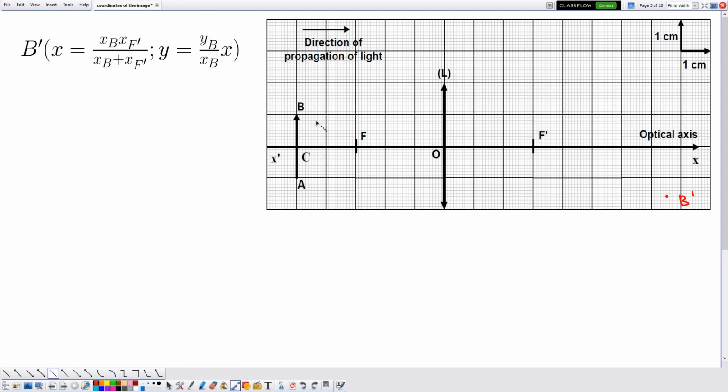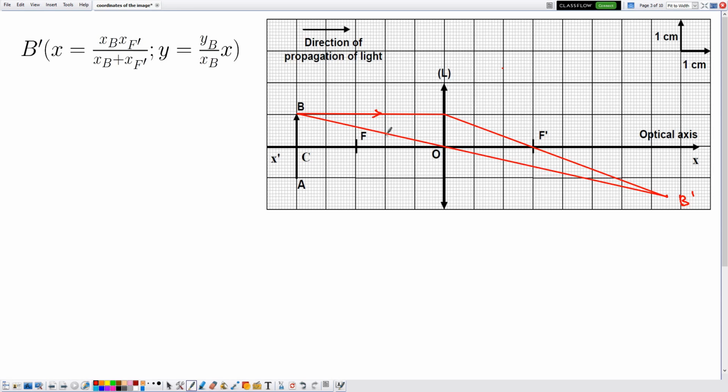And now let's trace incident rays from B and check whether they pass through the image B'. So the first one is parallel to the optical axis. We know that it will emerge passing through the image focus like this. And another one passing through the optical center, it will emerge without deviation. And by this, our drawing will be completely correct. And for sure the point A' will be the foot perpendicular of B' on the optical axis. Okay.